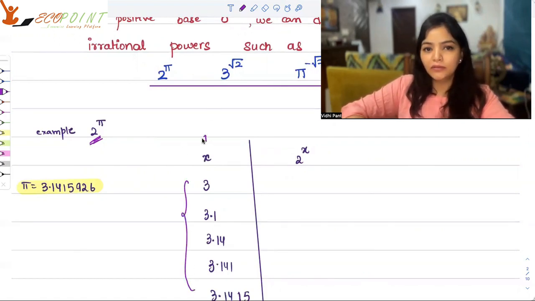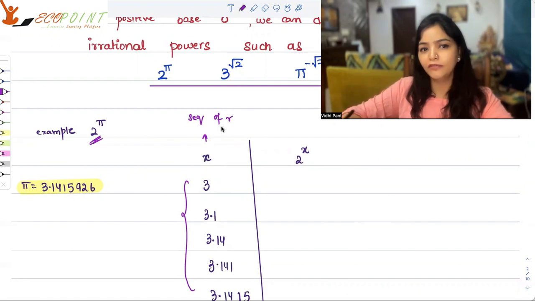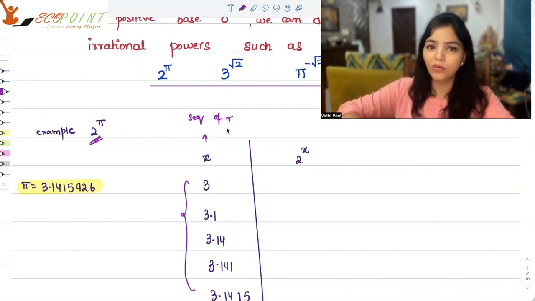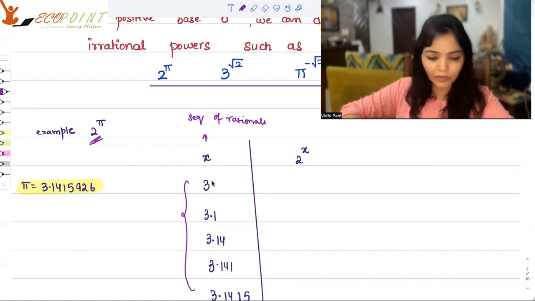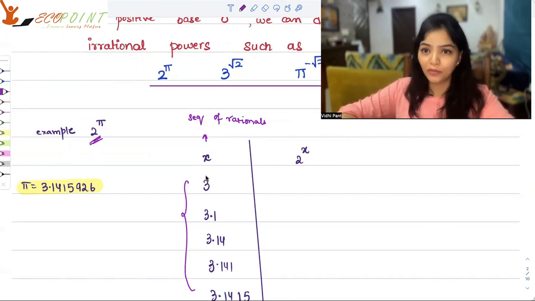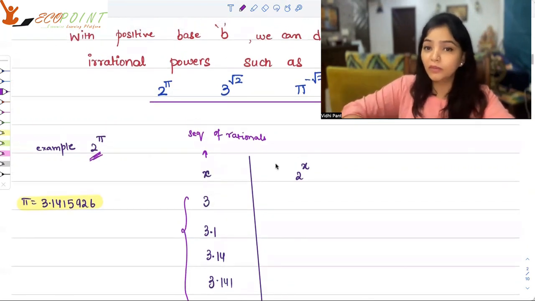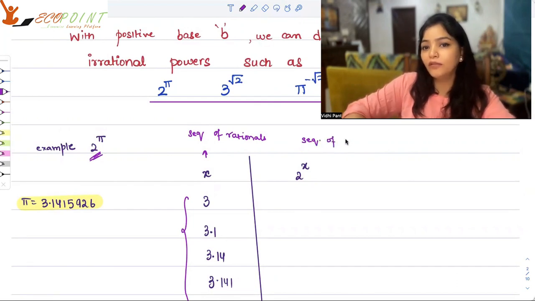Sequence of rational numbers. So this x that I'm taking is basically a sequence of rational numbers. I will be writing 3.14 one by one. I'll start with 3, then 3.1, 3.14, and so on. So as a sequence of rationals, I'm going to write it. Then I'm going to get the power of 2 with this sequence. So with the sequence of rationals, I will get a sequence of rational powers of 2.